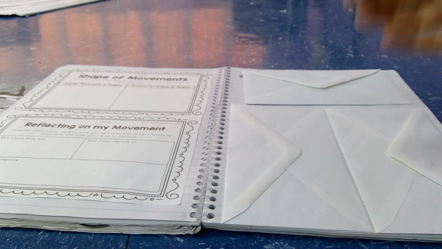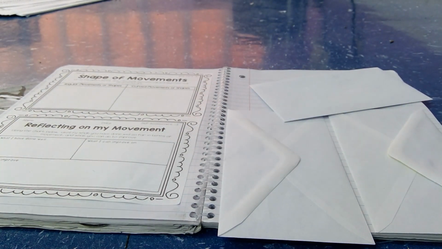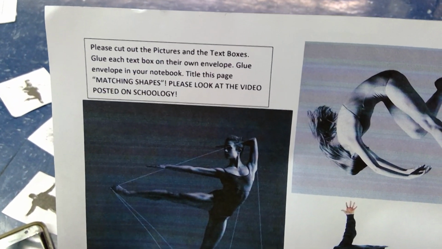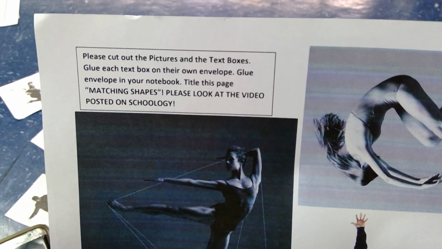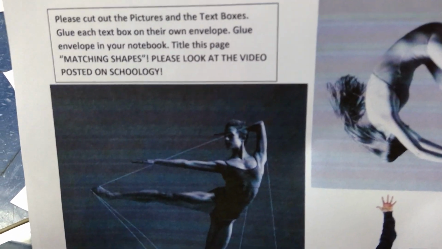We're going to put this here and I'm going to glue it. Remember your paper that I'm talking about is this paper right here. Let's get a better angle of it. And here it says the directions. Please cut out the pictures and text boxes. Glue each text box on their own envelope. Glue envelope in your notebook. Title this page Matching Shapes. Please look at the video posted on Schoology.